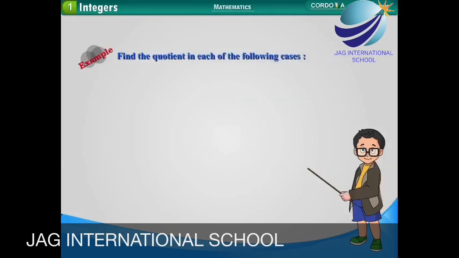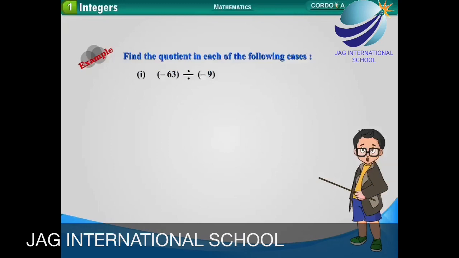Example: find the quotient in each of the following cases. Negative 63 divided by negative 9. Negative 63 upon negative 9 is equal to 63 upon 9, which is equal to 7.